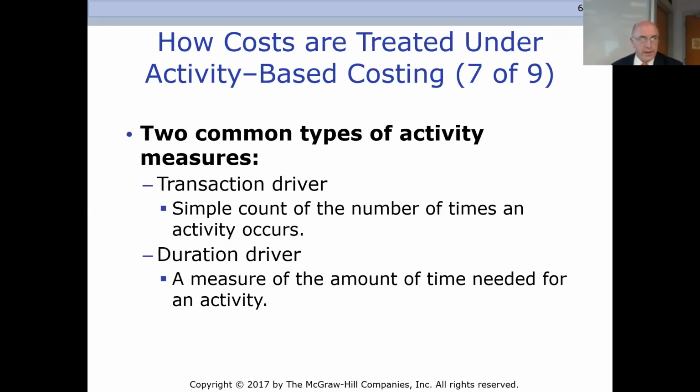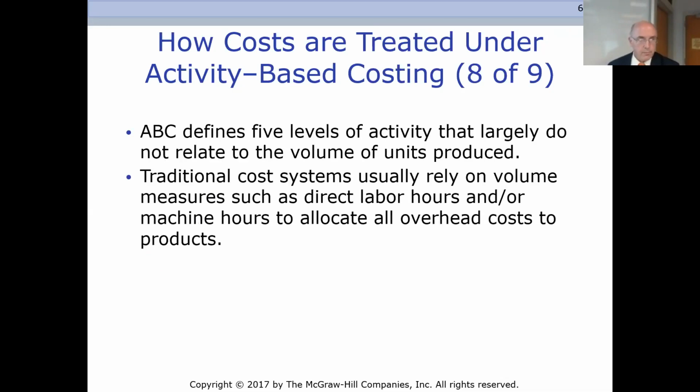2 common types of activity measures: the transaction driver, simple count of the number of times an activity occurs. You know, if you have 14 deliveries a week, for instance, 14 times 52 or whatever. Duration driver, the measure of the amount of time needed for an activity. If it takes you an average of 63 minutes to service a particular account every week, or if the average account, no matter where it is, takes an average of 63 minutes or something, that would be another way of measuring things.